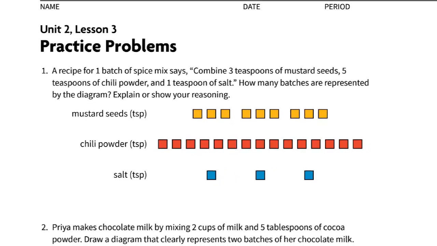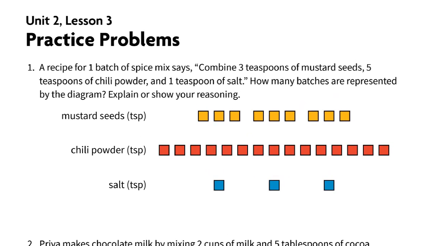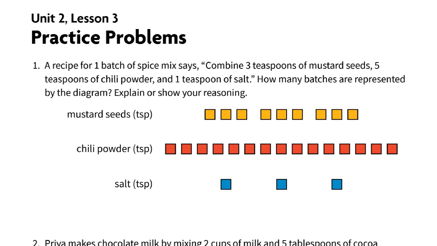All right, so let's do a little bit of practice. So here's our classic practice problem. Some of it's going to be new stuff, some of it's going to be review. So a recipe for one batch of spice says combine 3 teaspoons of mustard seeds, 5 teaspoons of chili powder, and 1 teaspoon of salt. How many batches are represented by the diagram?